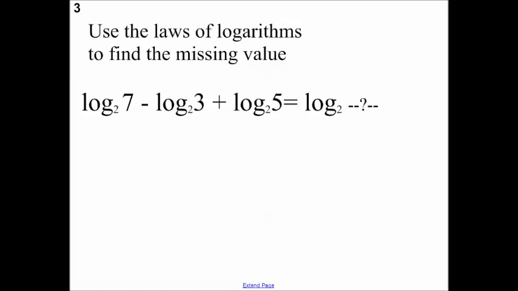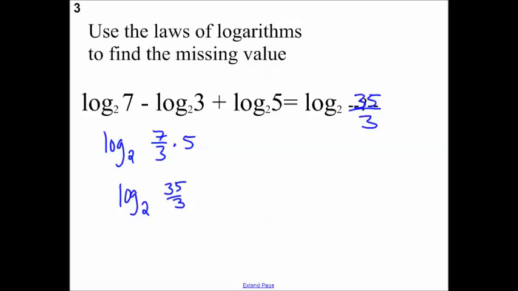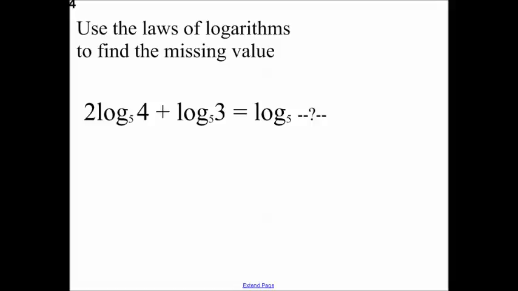All right, same thing here. Again, if you've got this, practice and then restart it and make sure you got the right answer. So this is just going to be log base 2 of 7 divided by 3 times 5. And so 7 divided by 3 times 5 is just going to be log base 2 of 35 thirds, which doesn't happen to be a nice number, so my answer is just 35 thirds. Okay, try another one.